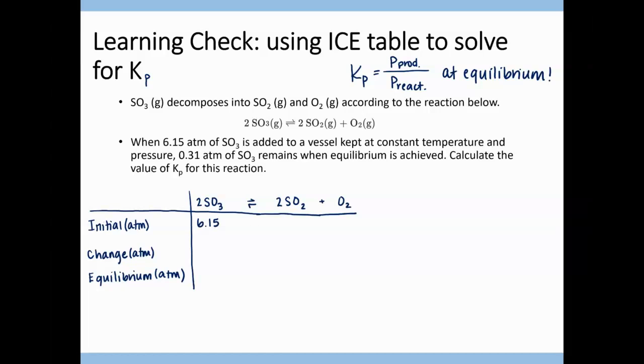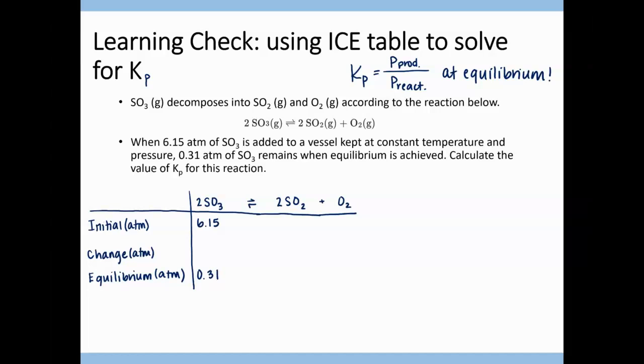What else do we have? We have 0.31 atm of SO3 at equilibrium. So where does that belong? In the equilibrium row for SO3. The equilibrium pressure of SO3 is 0.31 atm. That's almost everything that the question statement tells us.